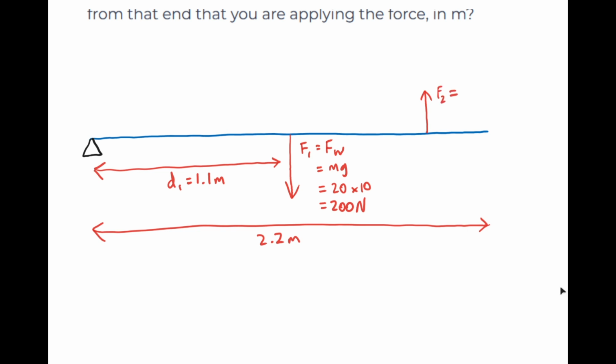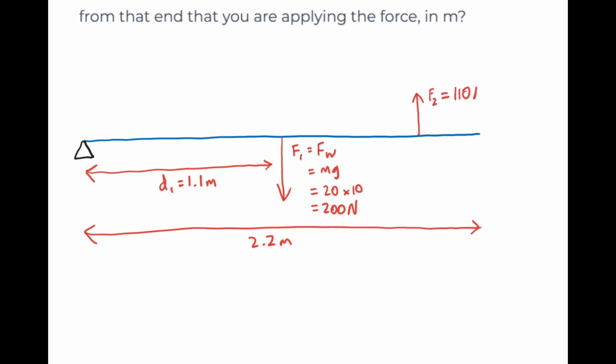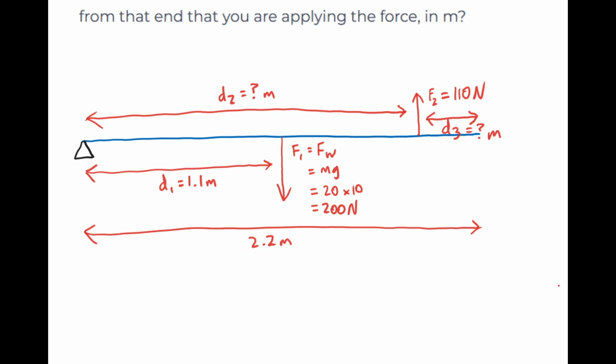Let's draw force 2. Force 2 is an upwards force of 110 newtons. It is an unknown distance from the fulcrum, so d2 equals question mark in meters. Note that we have been asked to find the distance from the end that is being lifted, so we'll call this distance d3. d3 will be equal to the difference between the length of the barbell and d2. We must first find the value of d2.